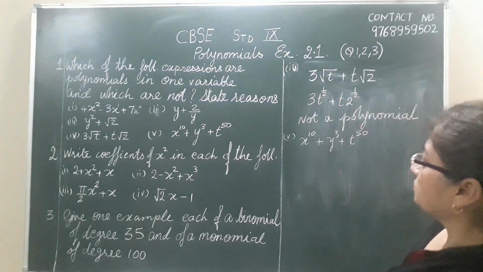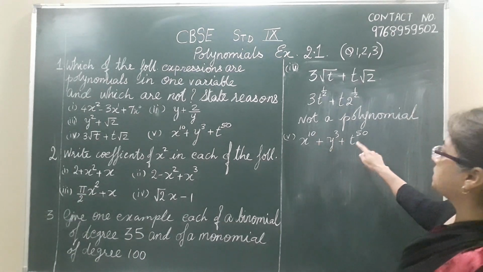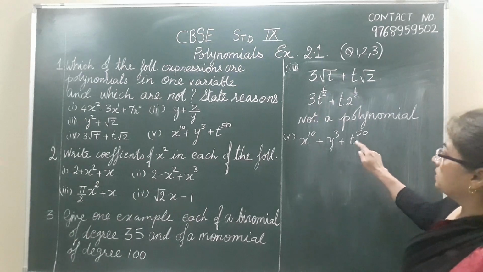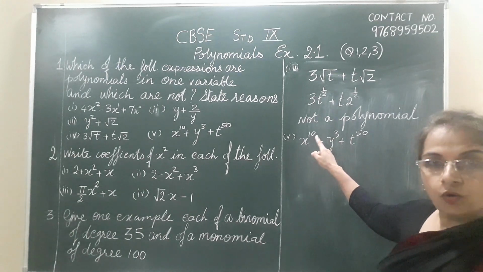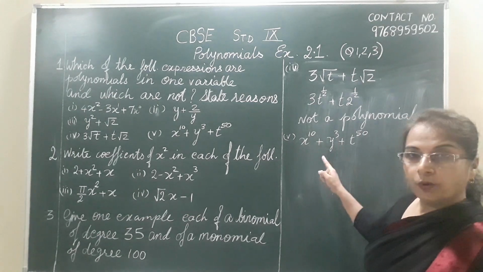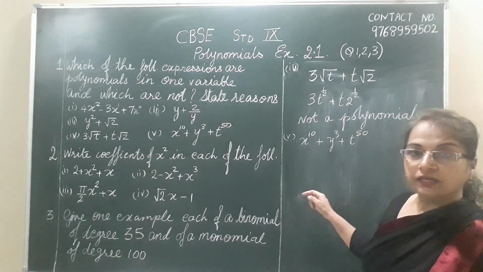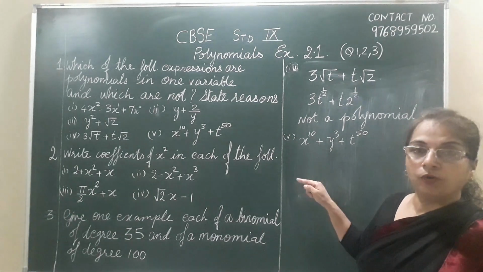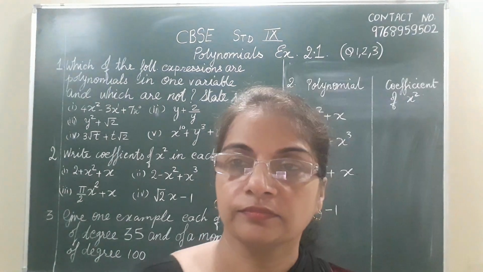Fifth sum, x raised to 10 plus y raised to 3 plus t raised to 50. Now this is a polynomial because all the indices here are whole numbers, but it's not in one variable. So though it is a polynomial, it does not have one variable. So accordingly you write the sentence: it is a polynomial but it is not a polynomial in one variable. So express it in a sentence.